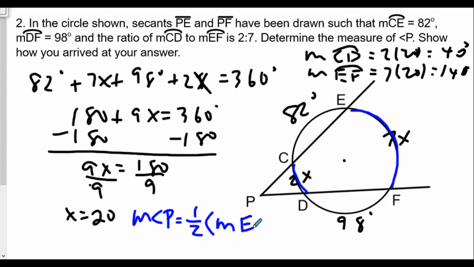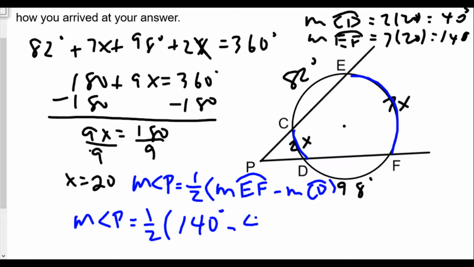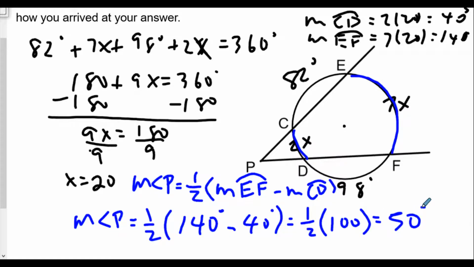So we'll take 1/2 the measure of arc EF minus the measure of arc CD. Okay, let me lower this down a little bit. Therefore, the measure of angle P equals 1/2 of, well, we found EF to be 140 degrees, and measure arc CD is 40 degrees. Well, that's 1/2 of 100, or 50 degrees. So the measure of angle P is equal to 50 degrees.